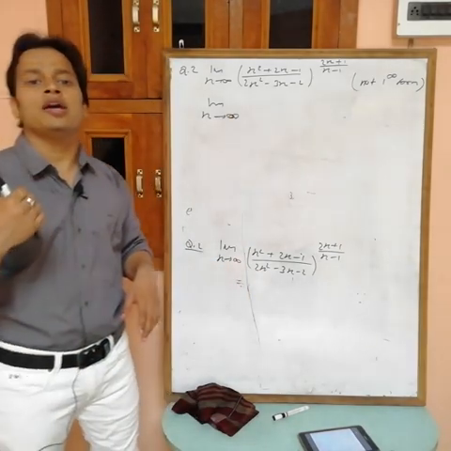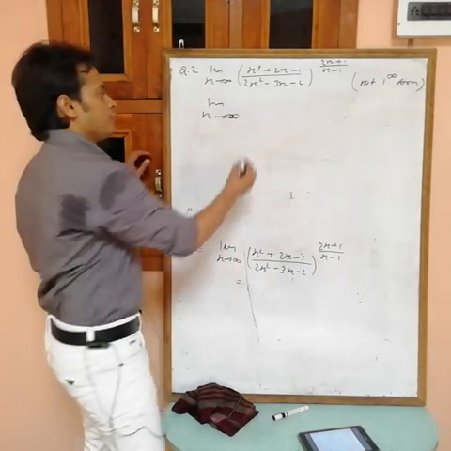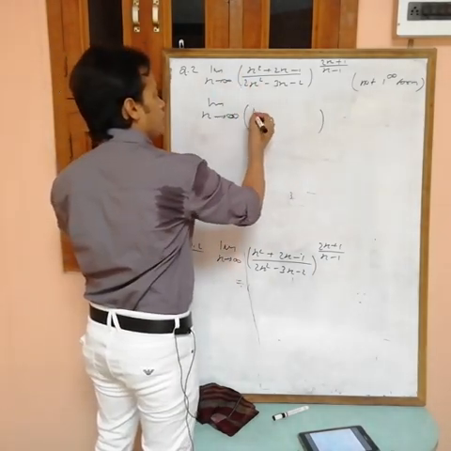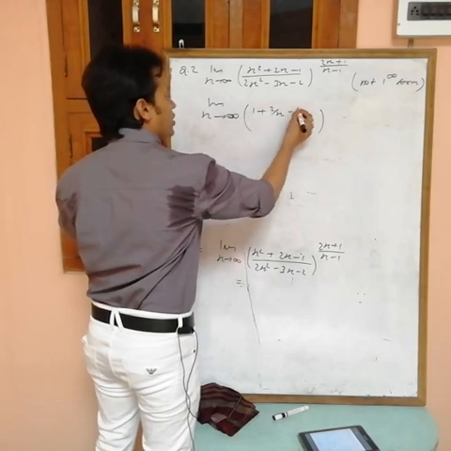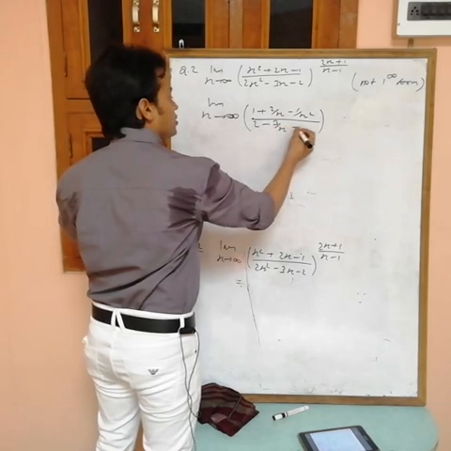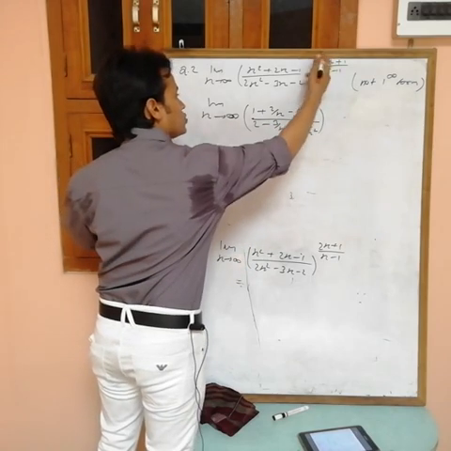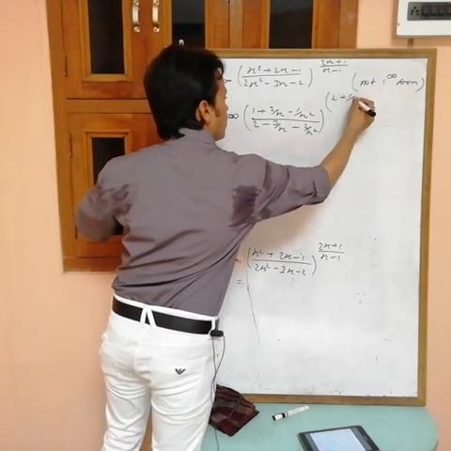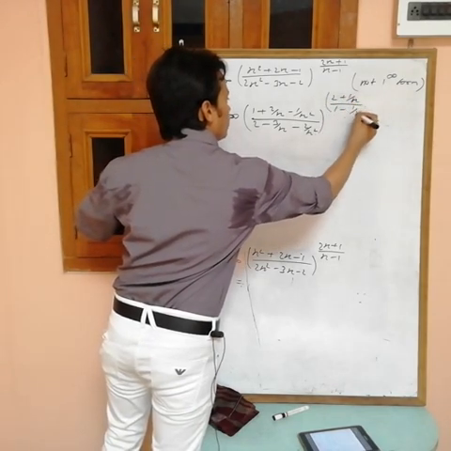We have to take the highest power common. So in this one, take common x square, x square cancels out. What we are getting? 1 plus 2 by x minus 1 by x square, 2 minus 3 by x minus 2 by x square. In this one also I can take common x, cancel out. What you will get? 2 plus 1 by x by 1 minus 1 by x.